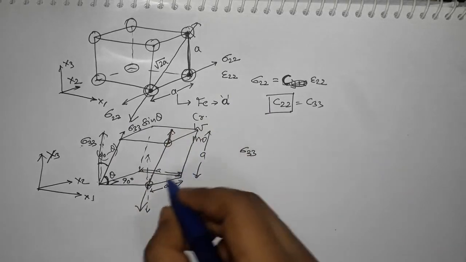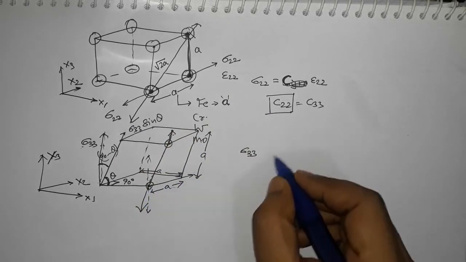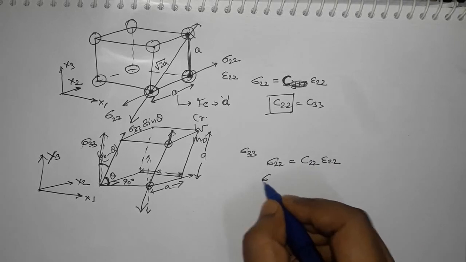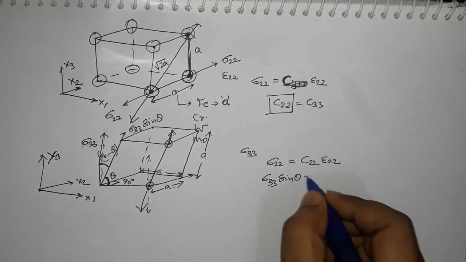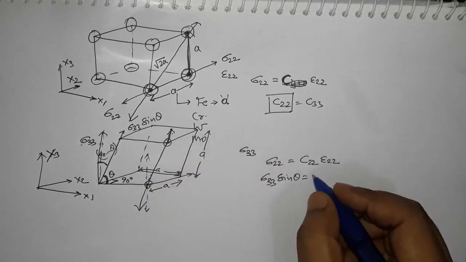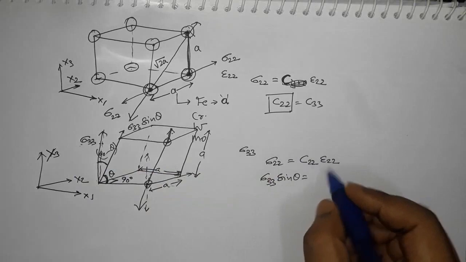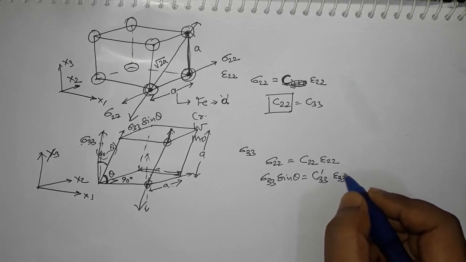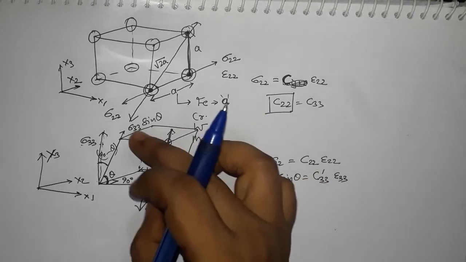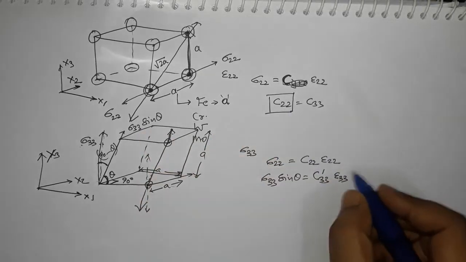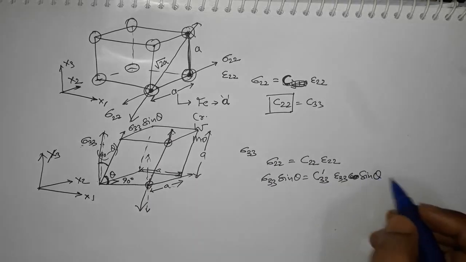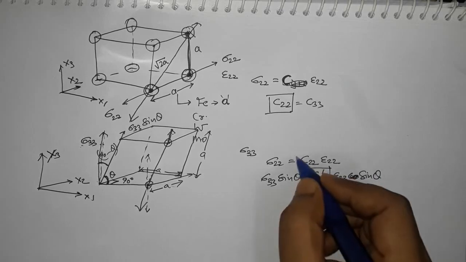So along this direction it will be sigma 33 sin theta, and this is now at a distance of a. So if this is sigma 22, in this case sigma 22 has a relationship of C22 epsilon 22, but sigma 33 sin theta will have whatever is the constant in that direction, so we cannot call it C33, but let us call that C dash, and the strain in that direction will be epsilon 33 sin theta, right? So now this is not equal to this.